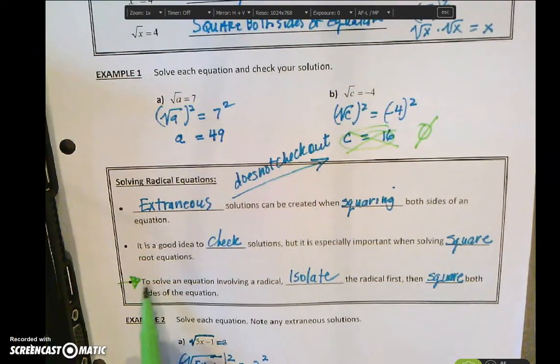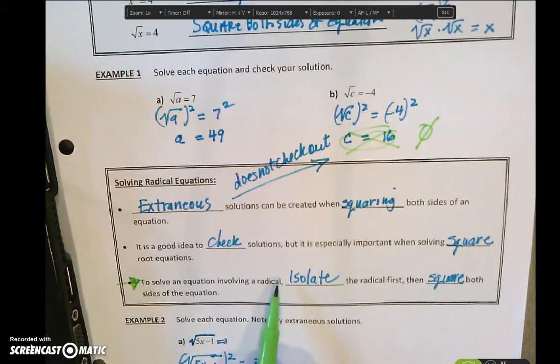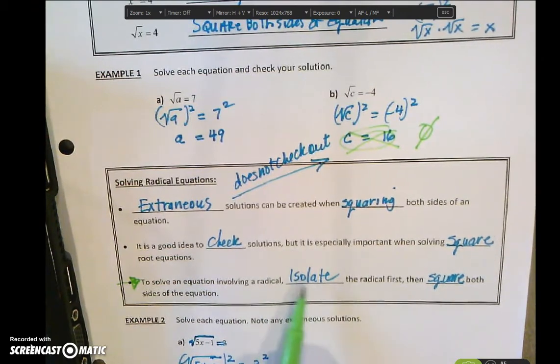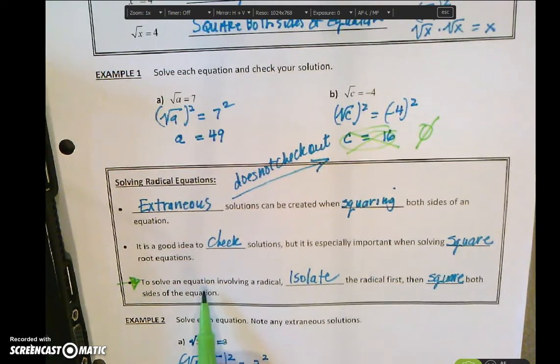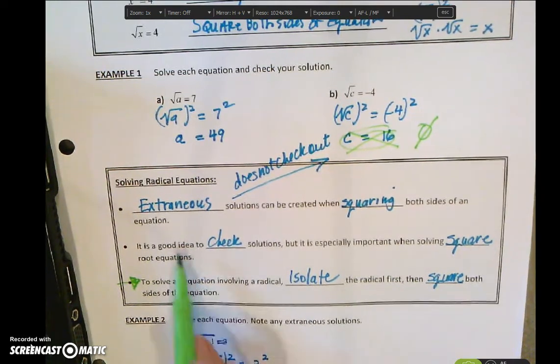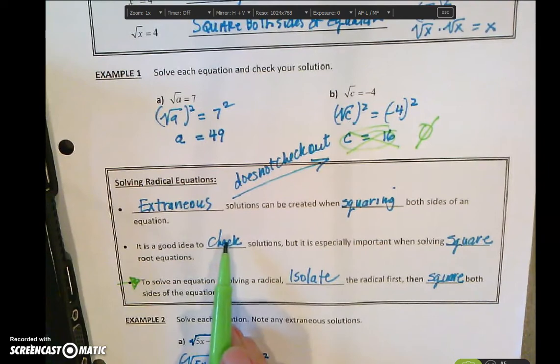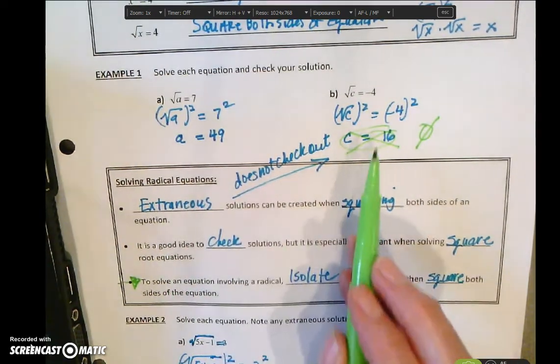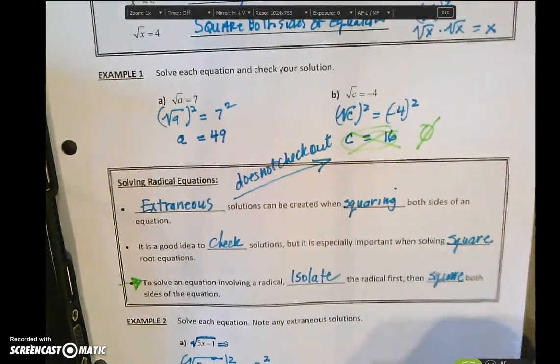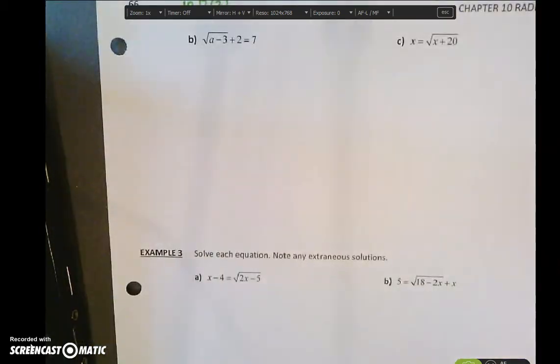All right, so let's just take a second to review. To solve an equation involving a radical, you're going to first isolate the radical and then square both sides of the equation. And when we get an answer, we're going to check to see if there's any extraneous solutions that don't actually check out to be the answer.